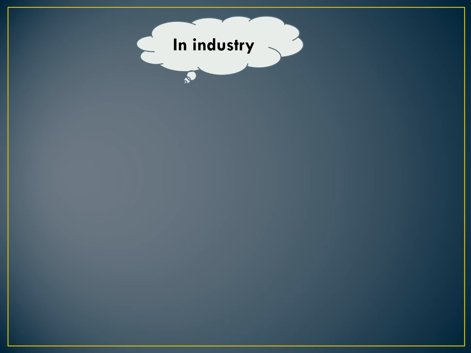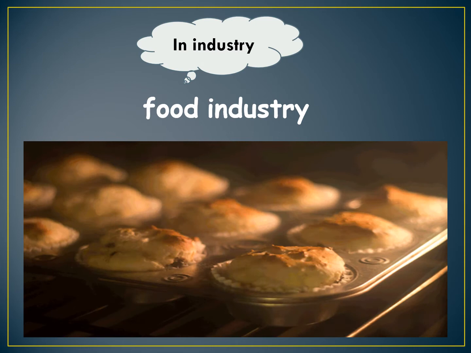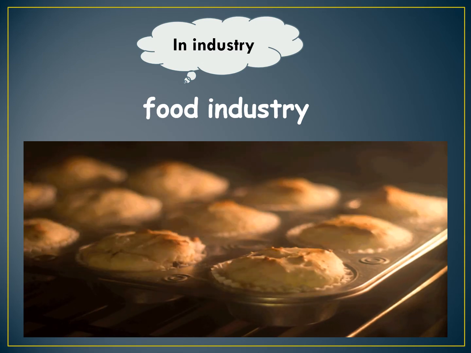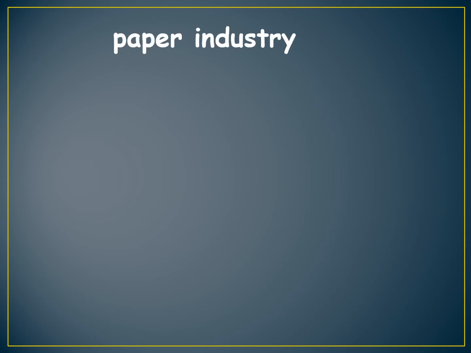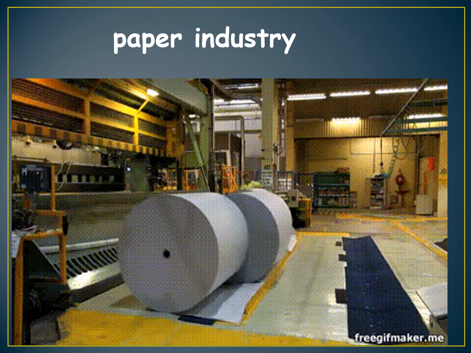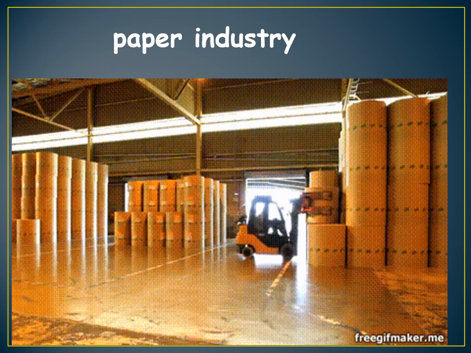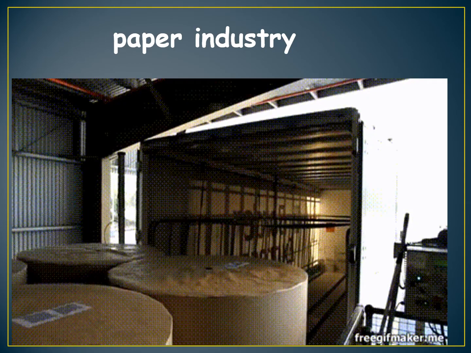In industry, we can use heat for food industry like making cake and bread. We use it also in glass industry, as we bring the sand, and by heating we can change the sand into glass. Number 3, paper industry. For sure, we can make paper from the wood of trees, as we can change the wood of the trees by heating into paper.